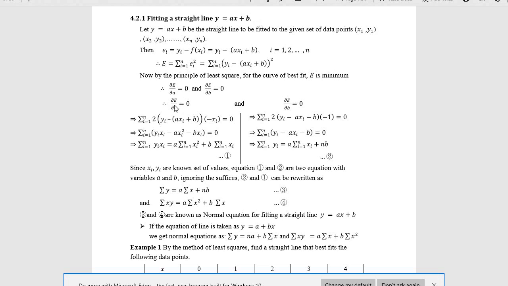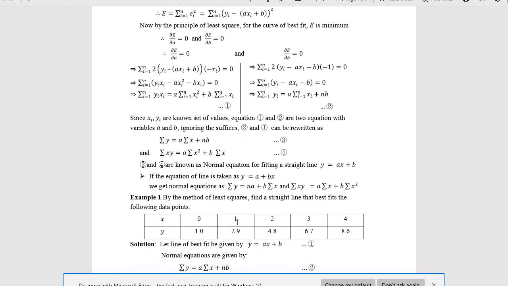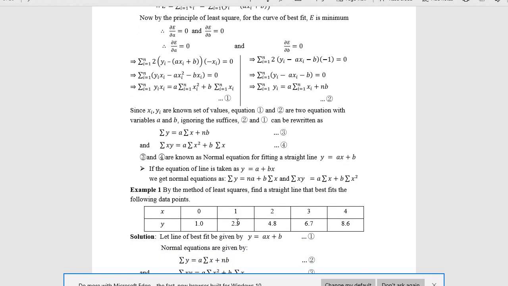I am repeating once again the process. Differentiate partially with respect to a and b and equate to 0. These 3 and 4 are called the normal equations. These normal equations are concurrent, in the sense that they must intersect. They must intersect at the mean value x bar, y bar. That mean value will be calculated with the help of the data.